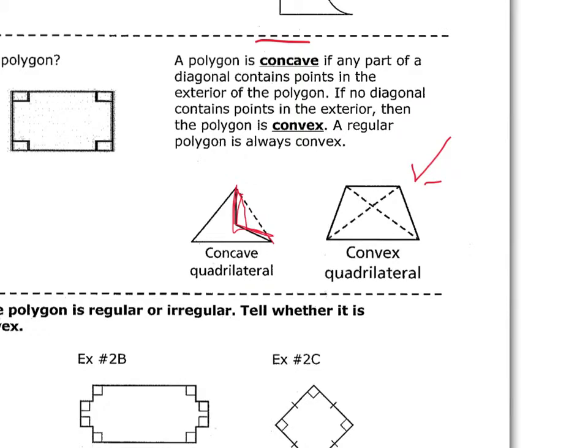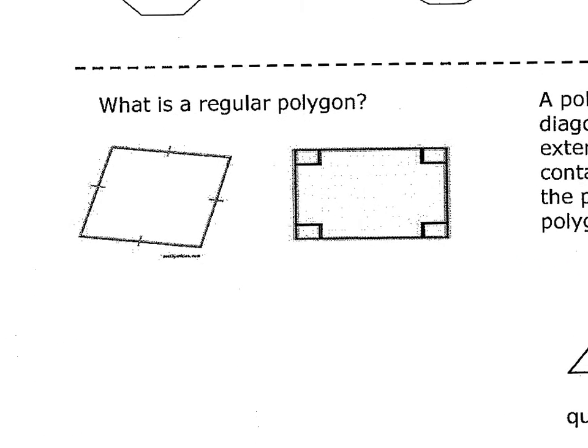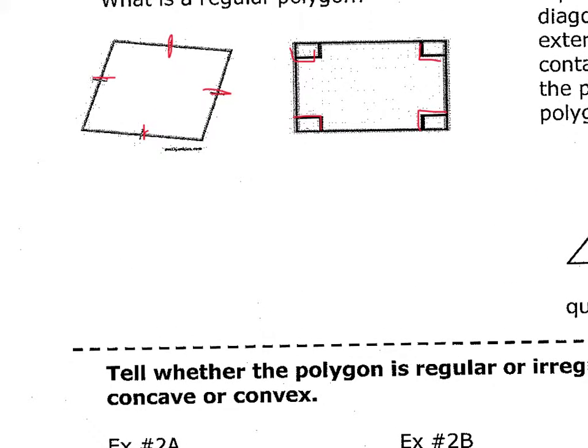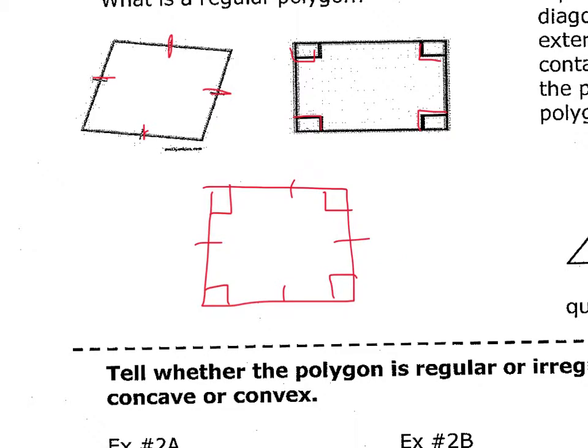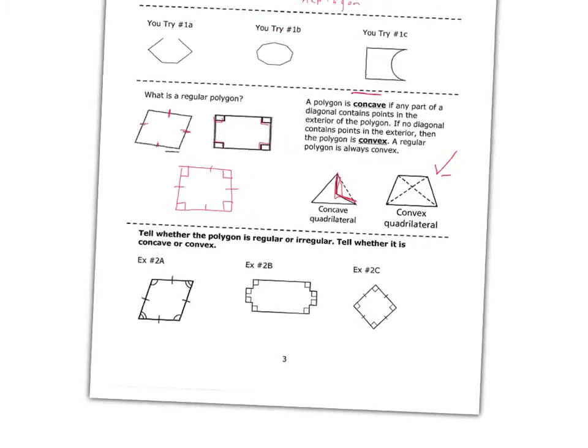Okay, I also need you to understand the term regular polygon. A regular polygon is a shape that has not only 4 sides that are congruent, like this shape up here, but it also must have angles that are the same. Okay, so a regular polygon would look something like this. You could have a square that has all 4 sides the same, and all 4 angles the same. Okay, so be aware that that is the definition of a regular polygon.